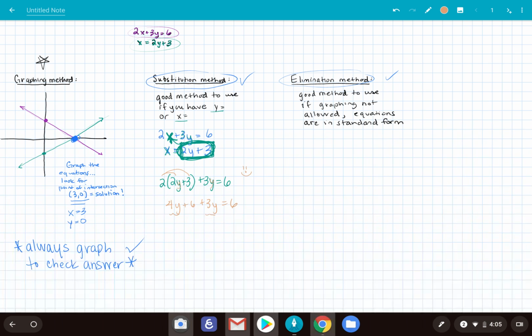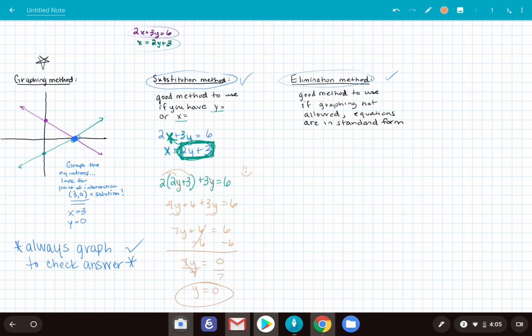We can combine like terms right here. We can eliminate terms so that we have the y by ourselves, and we'll get y is equal to 0.